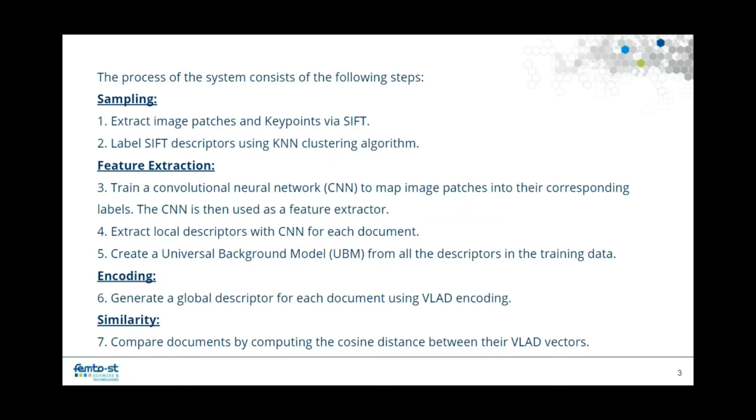So here we used a ResNet 20 to extract the local descriptor for each document and to create a universal background model. Then, in the encoding process, we generate a global descriptor for each document using VLAD encoding. And finally, in the final step, we compute the similarity using the cosine distance.